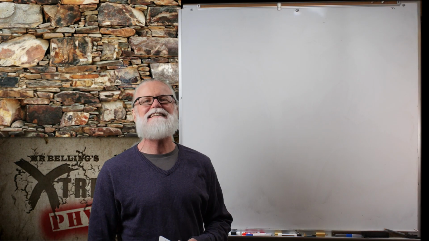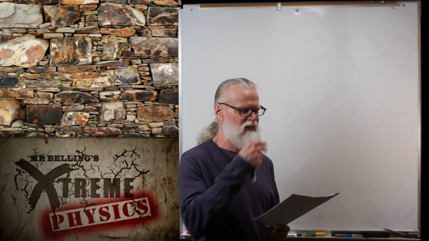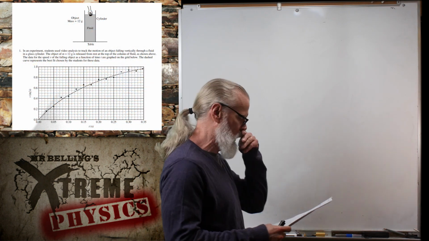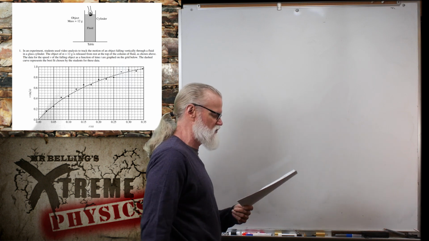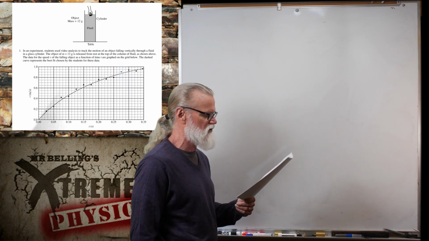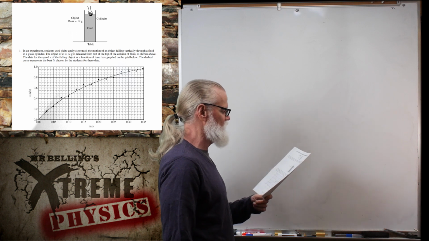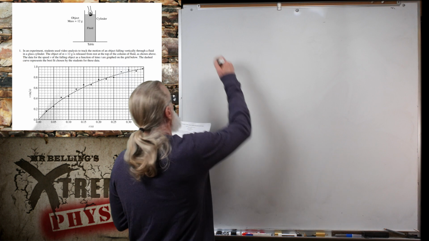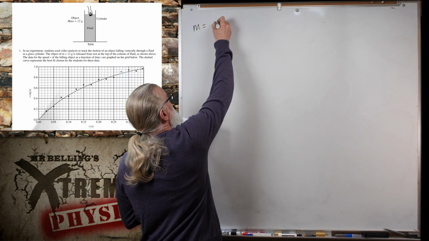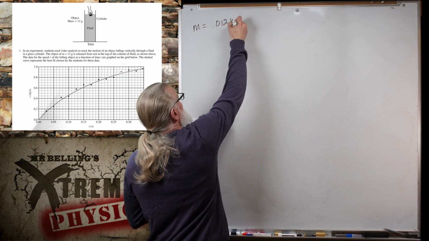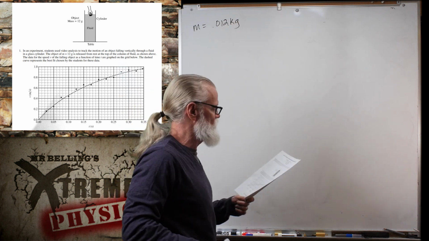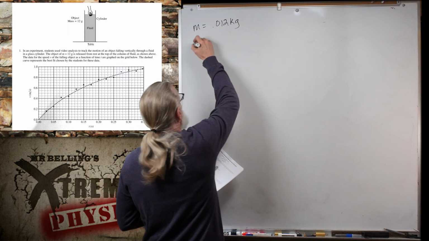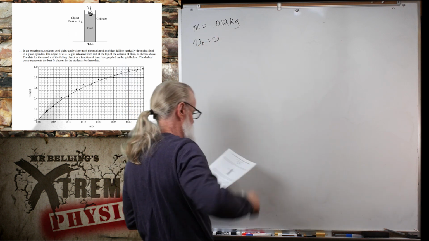This is the 2019 AP Physics C Mechanics Free Response questions. 2019, 1 through 3. In an experiment, students used video analysis to track the motion of an object falling vertically through a fluid in a glass cylinder. The object of mass m equals 12 grams. I'm going to write that down, but I'm going to put it in standard units. 12 grams is 0.012 kilograms. It is released from rest. From rest. V initial equals 0.